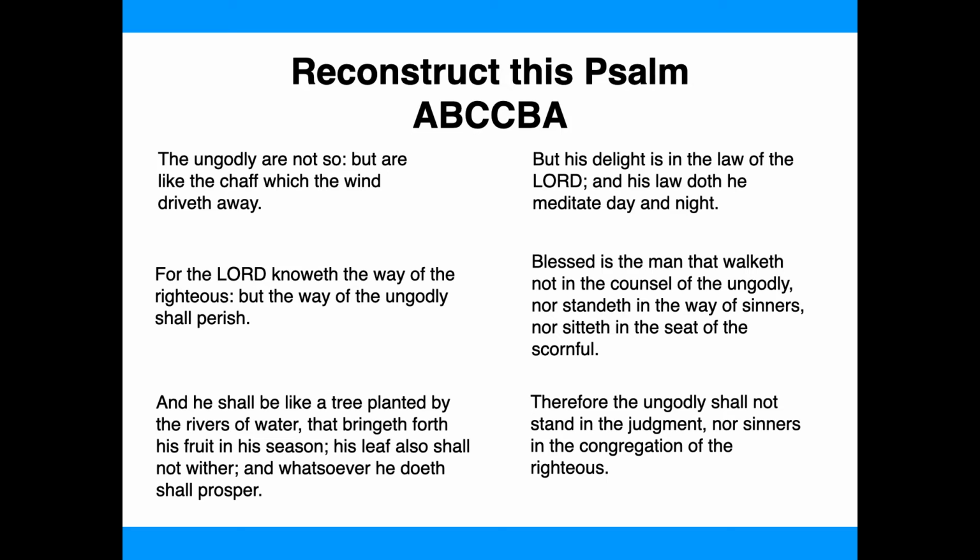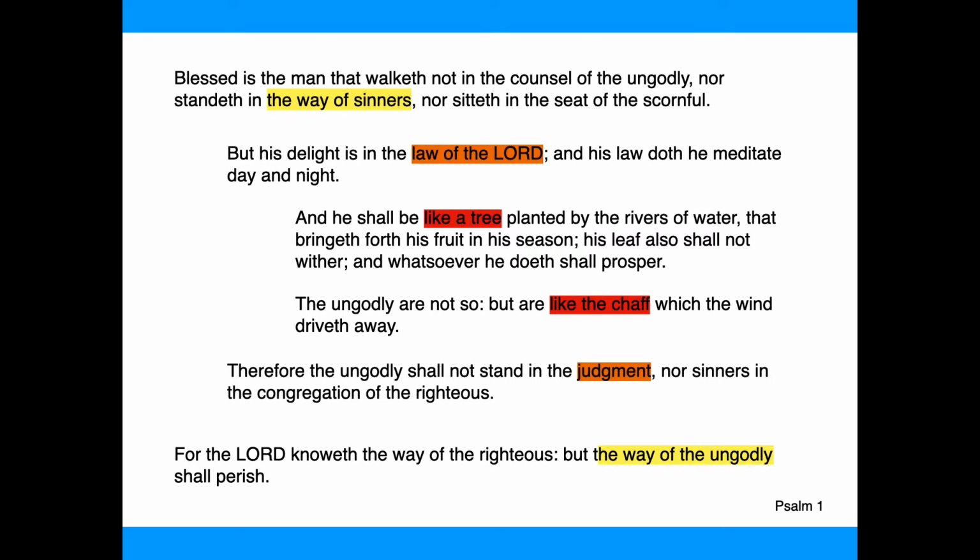So then we move back from there, and we have the law of the Lord and the judgment that are similar, and then the way of the sinners and the way of the ungodly. All right. So what do we learn about this doctrinally from the correct order of it? We learn that the law gives us sufficient roots to bring forth fruit. Those that have no fruit shall perish, from not having the law of the Lord. That's from Psalm number 1.